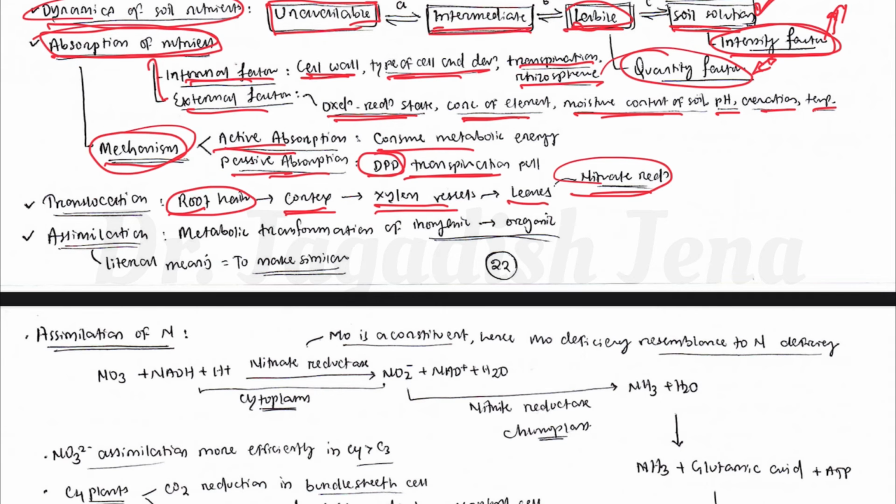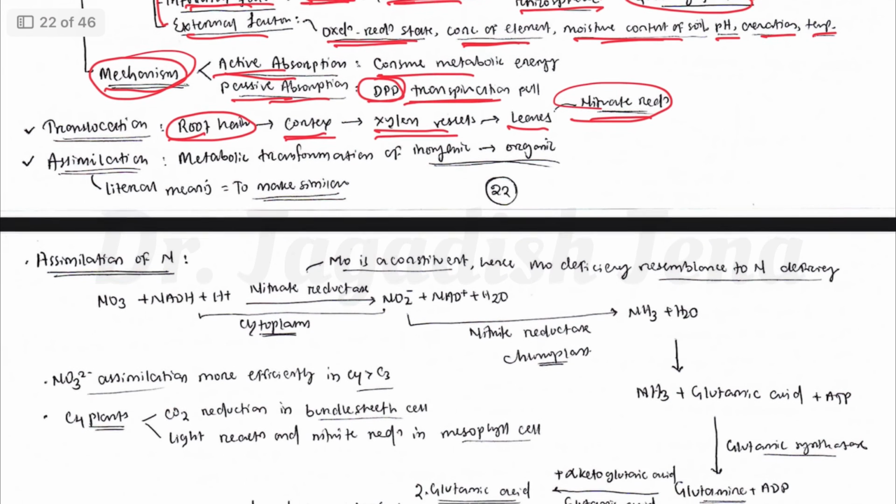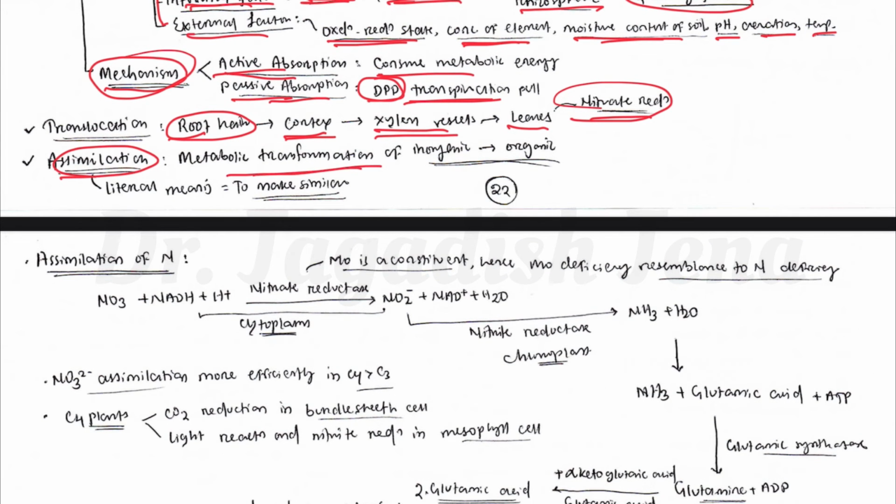I mean, it can act as a carrier or cofactor in an enzyme, or it may take part in any biomolecule synthesis. So that has to be used in the plant system. So that is called assimilation of the nutrient. Basically, assimilation is nothing but the metabolic transformation of inorganic nutrient to organic form. Okay. So basically, the literal meaning is to make it similar, as the biomolecules present in the plant system. So that is basically the assimilation part.